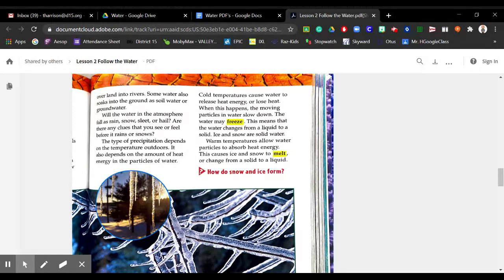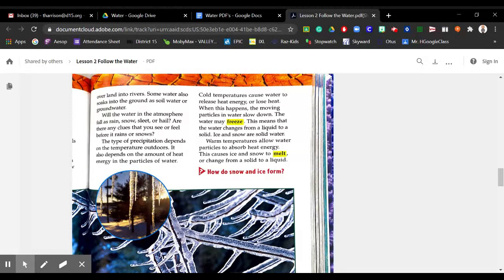The type of precipitation depends on the temperature outdoors. It also depends on the amount of heat energy in the particles of water. Cold temperatures cause water to release heat energy, or lose heat. When this happens, the moving particles in water slow down. The water may freeze. This means that the water changes from a liquid to a solid. Ice and snow are solid water.